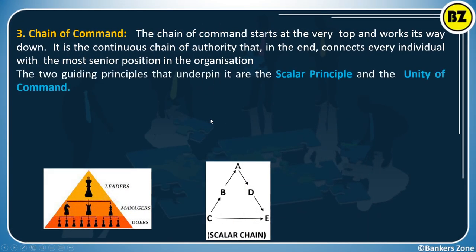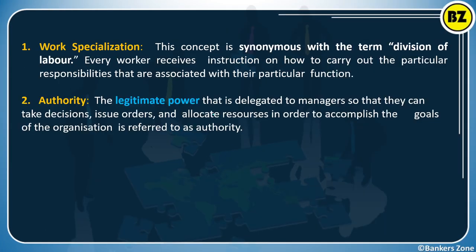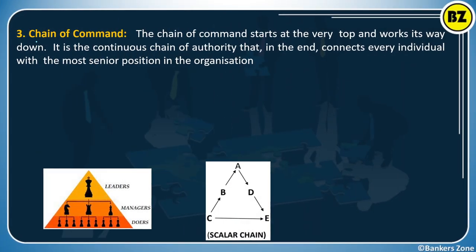Next, what we have to discuss is the chain of command. Second, I think authority we have discussed. Now the chain of command. So what is the chain of command? See, we have discussed in the previous session the unity of command. Here the chain of command starts from the top level and works its way down. Obviously, top management will give command to middle, middle to lower, like that. It is a continuous chain of authority that in the end connects every individual with the most senior position in the organization.